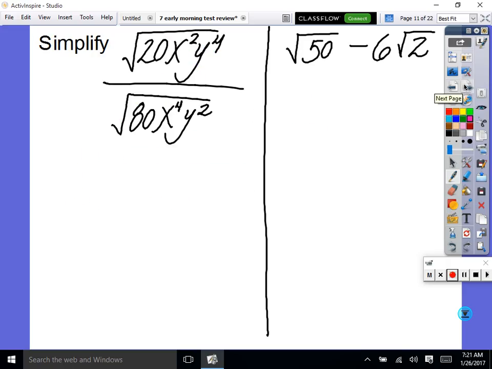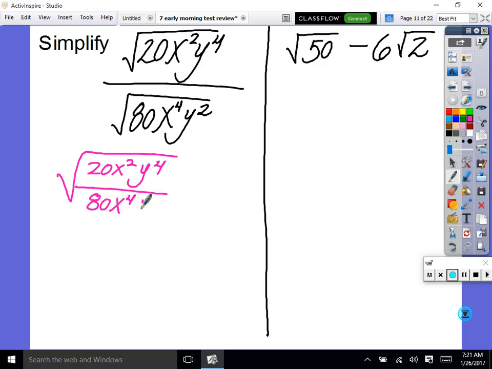Simplify. So if you're dividing square roots or cube roots or any roots, you should put them together first. So square root of 20x squared y to the 4th divided by 80 x to the 4th y squared. Then you simplify what's under the radical. 20 divided by 80 is 1/4, right? Yeah, 1/4. Good.